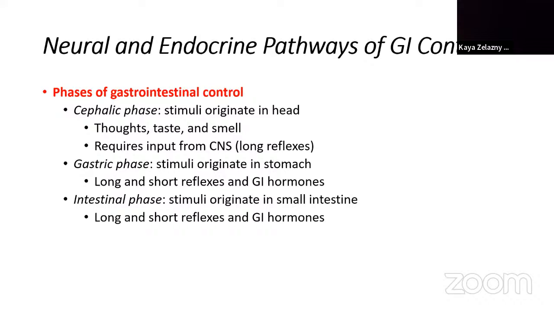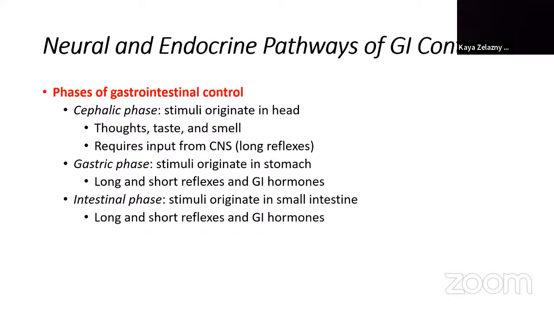Like if you're thinking about food and then suddenly your stomach starts rumbling, that's cephalic phase. If you see or smell or taste some food, those are all organs in your head, right? That is where that signal is coming from. So those would all be part of the cephalic phase of gastrointestinal control. This requires input from the central nervous system. Your brain is part of your central nervous system, it's in your head. We need to send impulses down our spinal cord to get to the GI tract. So we'll refer to these as long reflexes. They have to go a long way, basically.